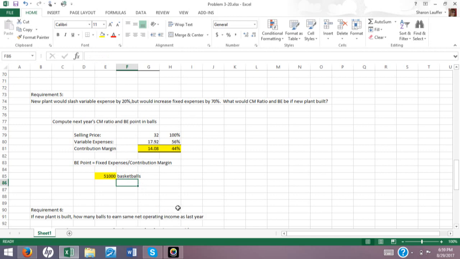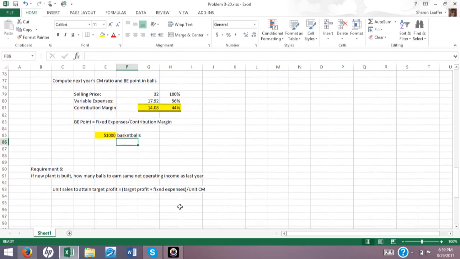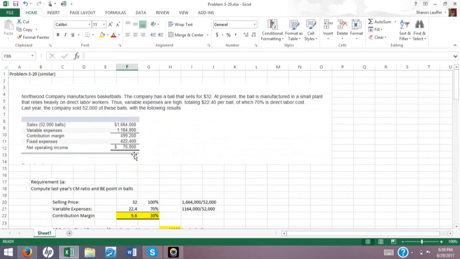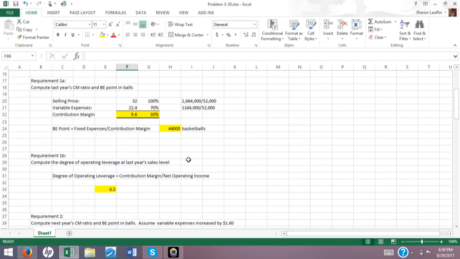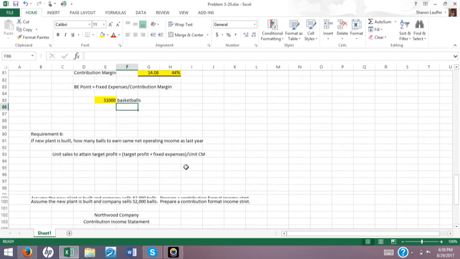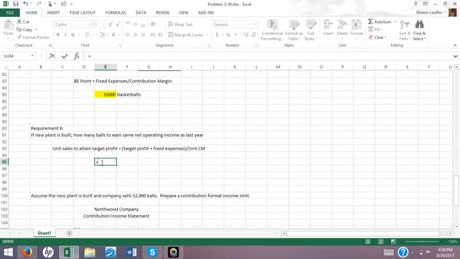Oh my goodness. Part 6. If the new plant is built, how many balls to earn the same net operating income as last year? So we've already used this formula, so I just brought my formula down so you can see it down here. We want to have the same target profit as last year, which was all the way back up here, $76,800. So we go back down here, and that's $76,800. And I need a parentheses there. I'm going to add to that our fixed expenses.